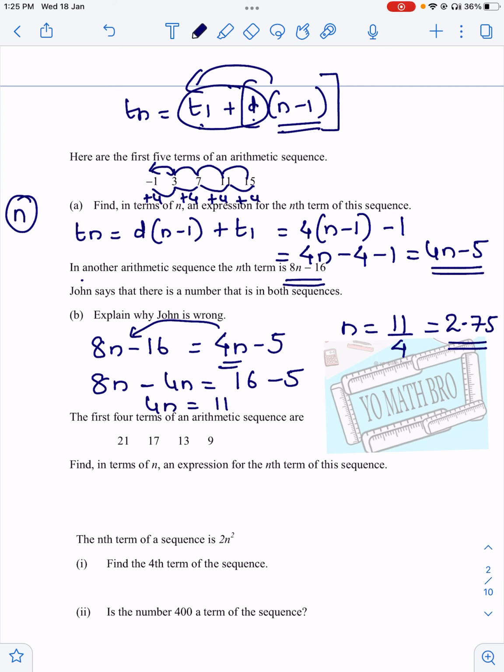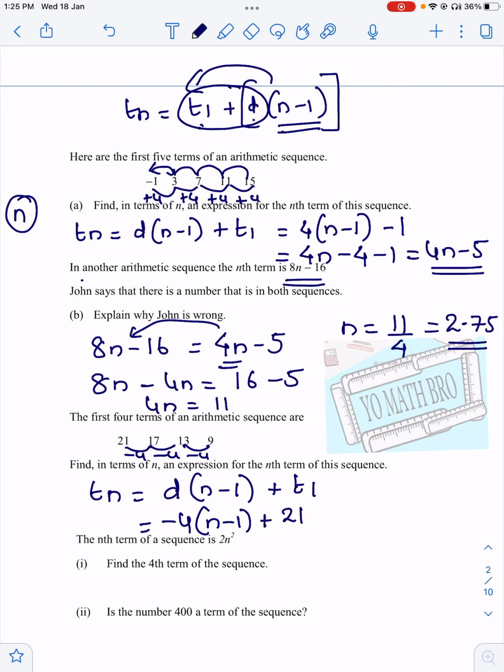Again, find the nth term for an expression. Let us check. Minus 4, minus 4, minus 4. Never forget to write the formula, my dear students, because even if your final answer is wrong, you get marks for steps. So difference is minus 4, n minus 1, and the first term is 21. So I multiply minus 4n, minus into minus is plus 4, plus 21. So I get 21 plus 4, 25 minus 4n is my expression for the nth term.